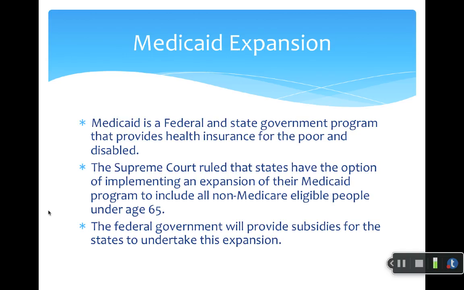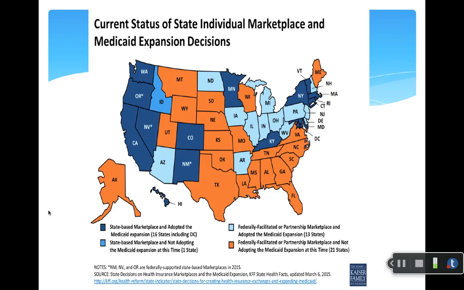Each state has chosen how they've implemented their Medicaid expansion and whether or not they're doing that. And of course, what the federal government has done through the Affordable Care Act is to create incentives for states to be able to engage in these expansions. So they provided some funds that will allow for states to expand.